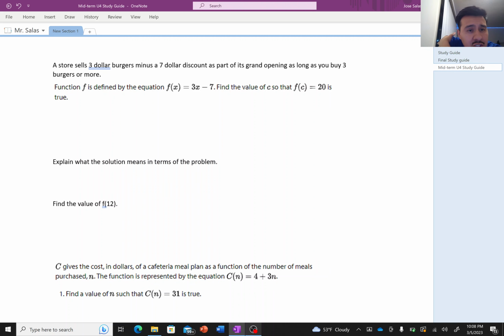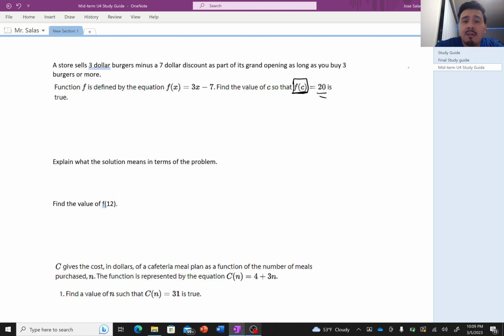It says function f is defined by the equation f of x is equal to 3x minus 7. Find the value of c so that f of c is equal to 20. So this problem was a bit confusing for some of you. So remember, when I'm being told f of c is equal to 20, that means we're going to take this f of c and replace it with a 20.